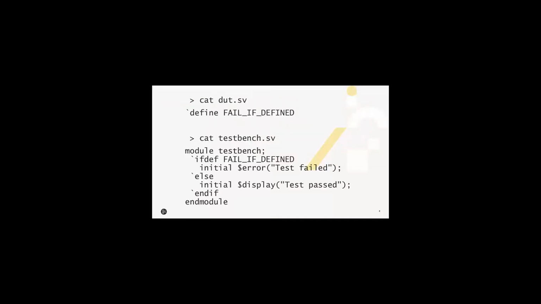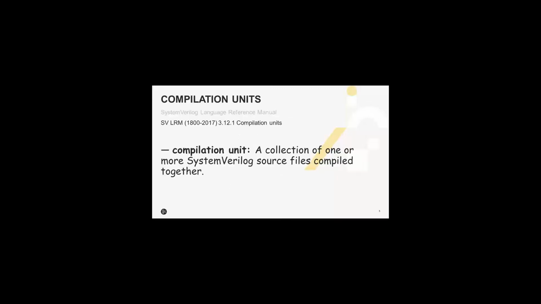Well, looking at the files, the first file just contains a define. There's just a definition. And then in the second file, if that definition is visible, then we fail, and if it's not visible, then we pass. So what's happening here is that in one of the simulators, the content of the first file is visible, and in the other simulator, it's not visible.